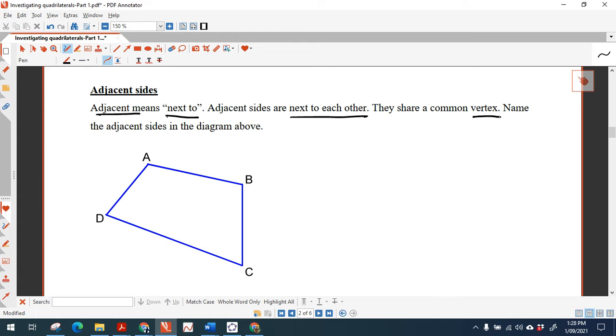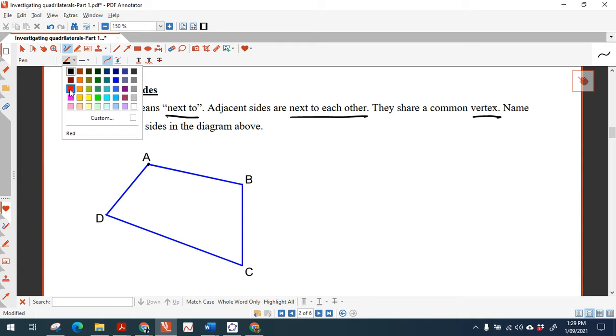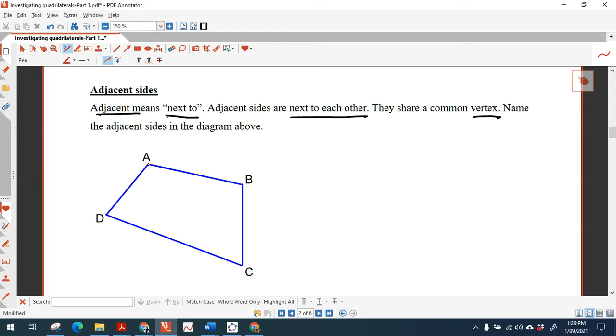A vertex is just a corner. If I take a corner here, corner A, we call that vertex A. There are two sides which are joining that corner. This side here, AD, and this side here, AB, they're called adjacent sides. Okay, so let's write that down. AD, AB are adjacent sides.